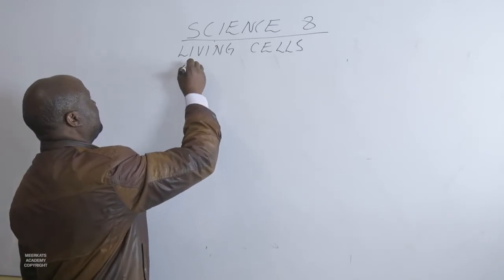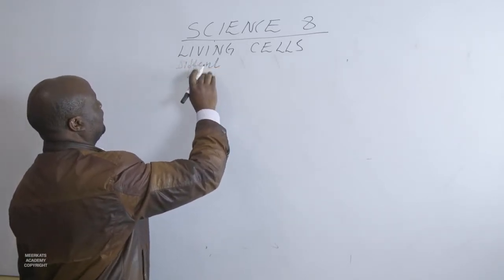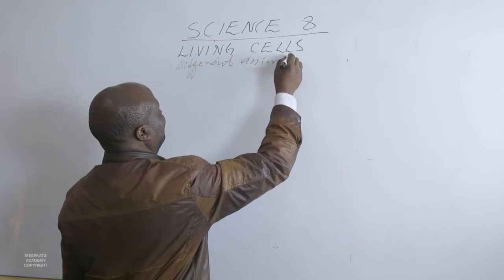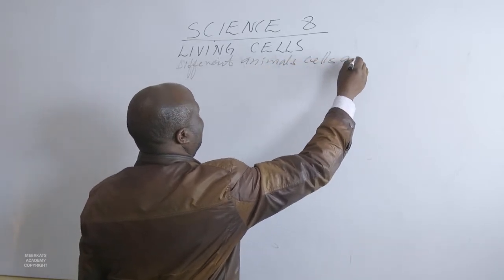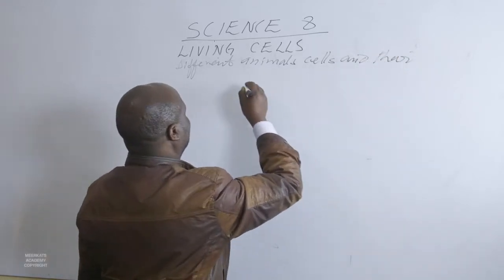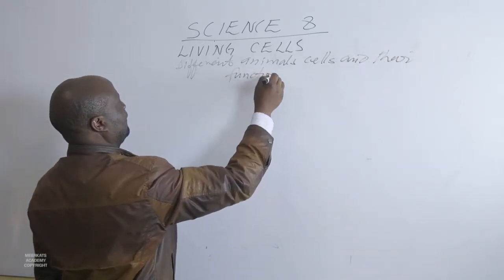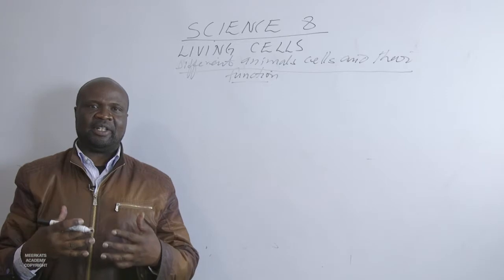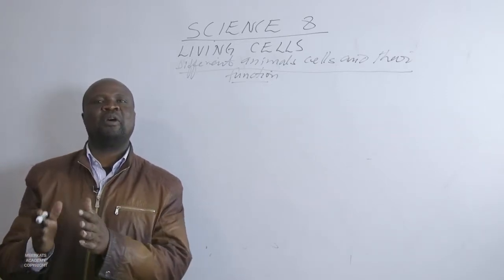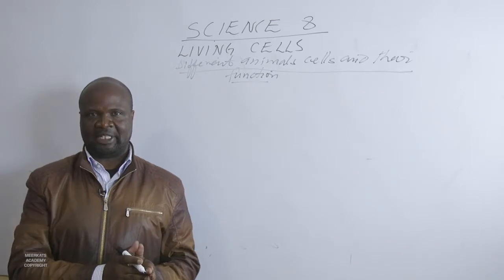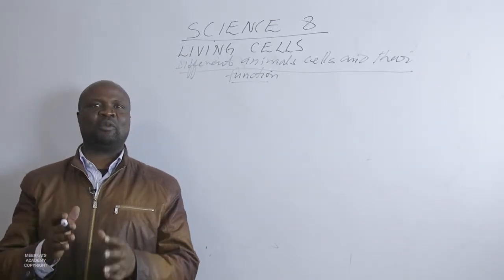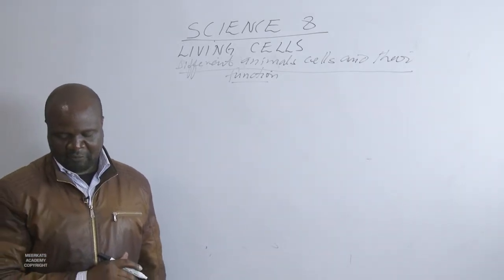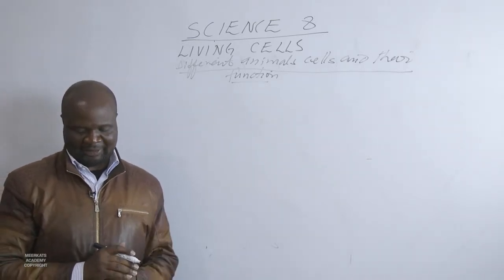Therefore, we can see different animal cells and their functions. Different cells have been adapted in a specific way so that they can perform their roles, their functions, appropriately. So you'll find that if you change these cells, then they will not perform their work properly. Now we can start with, for instance, red blood cells.